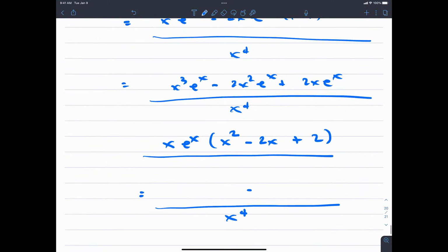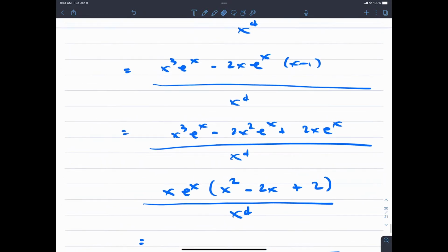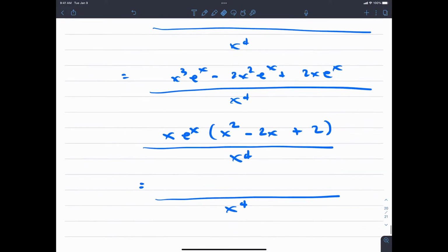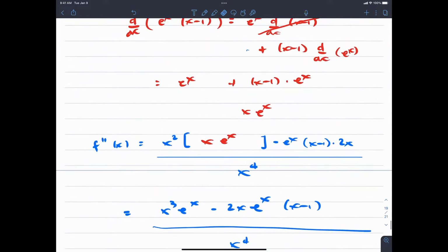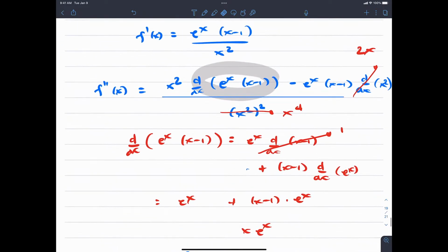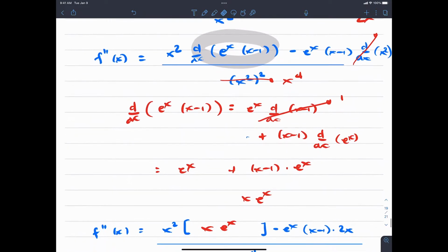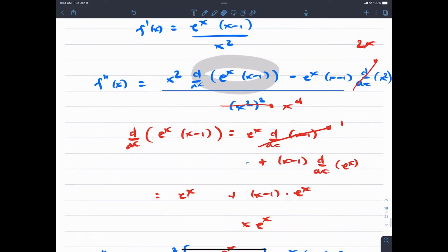Something else is wrong here. So we got x cubed e to the x minus the 2x squared e to the x plus 2x e to the x. So we make sure it's minus and then plus. Okay. So let's double check.